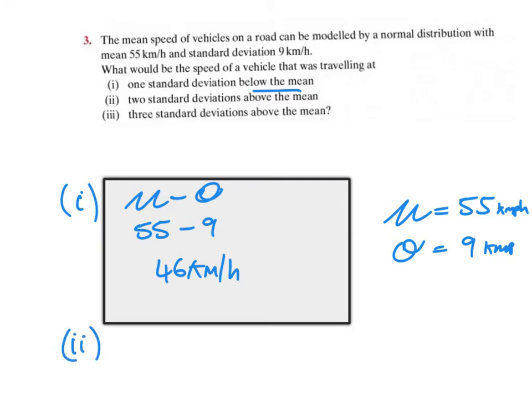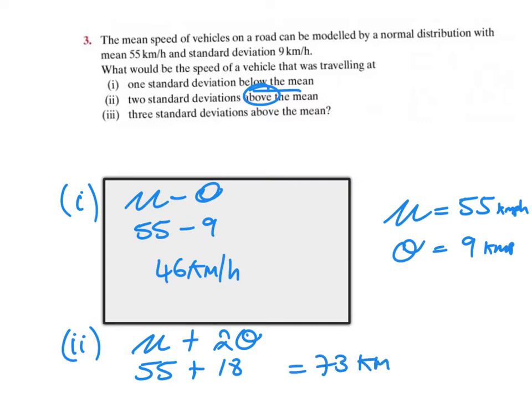Okay, 2 standard deviations below the mean is going to be the mean minus 2 standard deviations, which is going to be 55 minus 18, which is going to give me... okay, I've just had a look, it actually says above the mean, so I need to add that. So it is the mean plus 2 standard deviations, and I'm going to get 73 kilometers per hour here.